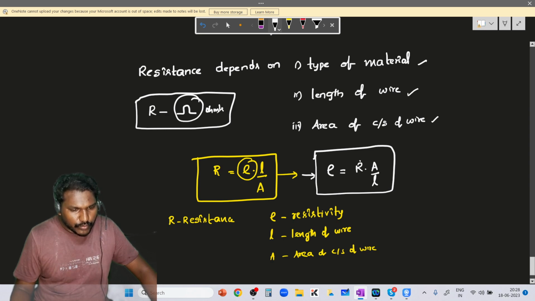Will it be ohm? No, for resistance. Yeah, for resistance, it will be ohm. What is the unit of area? Area of cross section. Area will be meter squared. Very good. Let me take it as meter square.